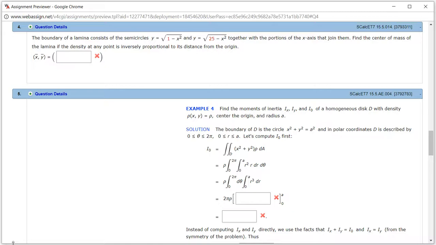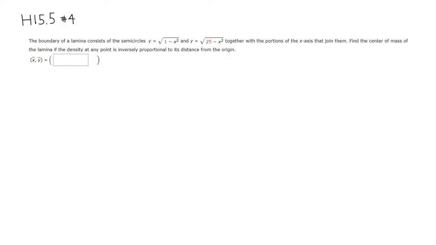Alright, let's look at homework 15.5, problem number 4. Let's work on this problem. The boundary of the lamina consists of two semicircles, so let's sketch the picture.